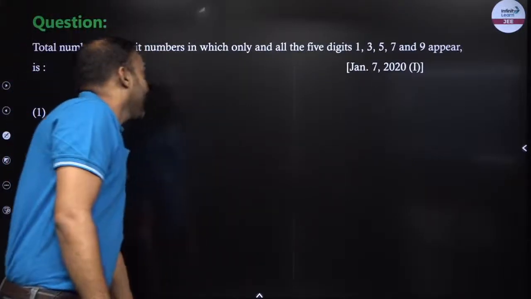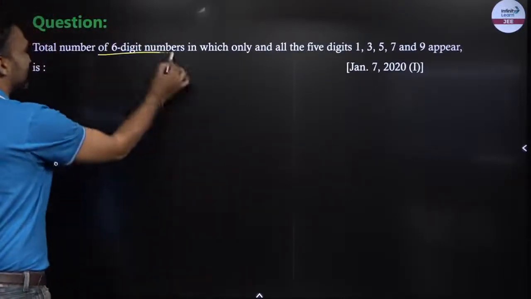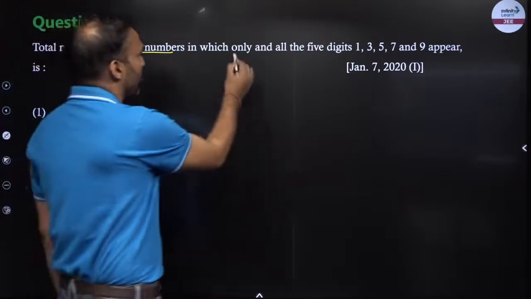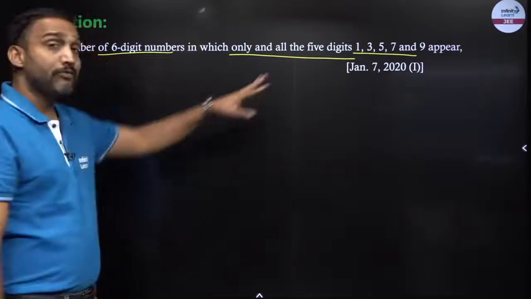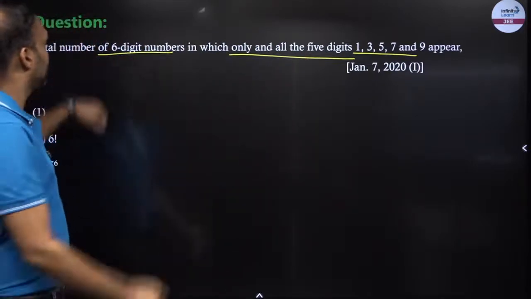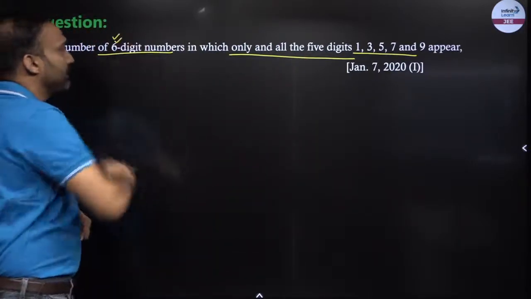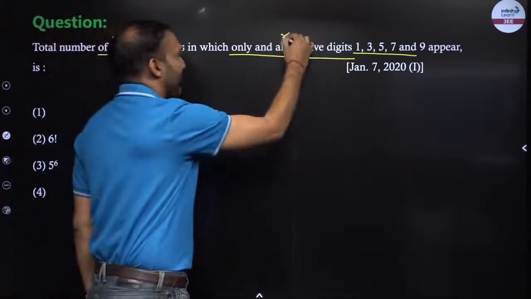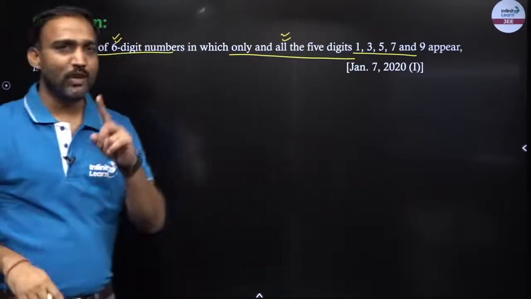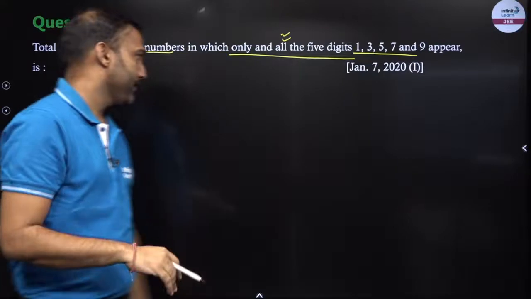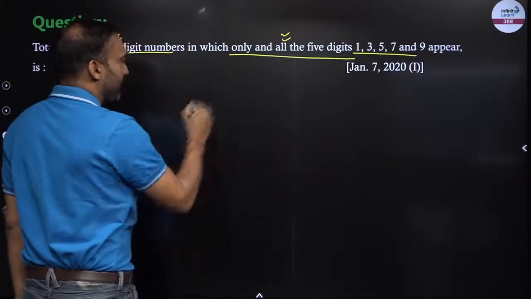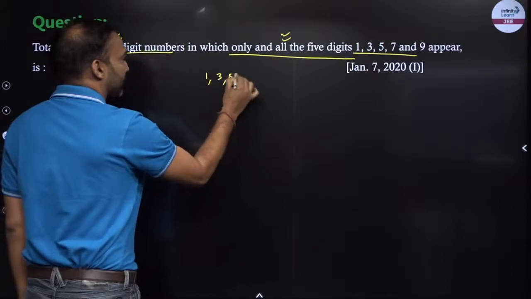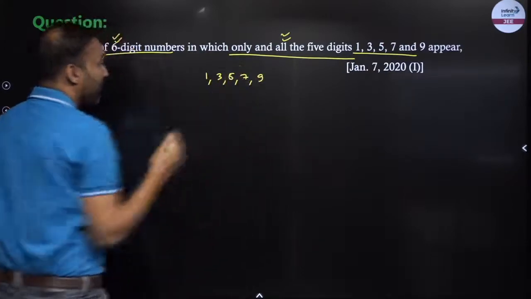Now I have to find the number of 6-digit numbers in which only and all the 5 digits appear. I have 5 digits and the question says you have to form 6-digit numbers, using all the 5 digits. So in short, one of them would repeat. That is for sure. So I have 5 digits already, and now one of them would repeat.